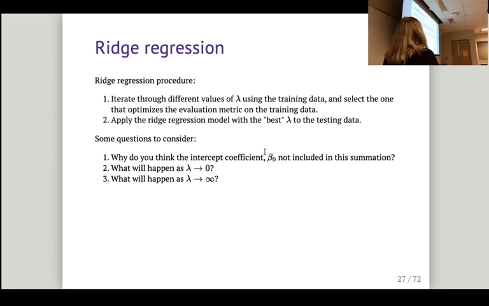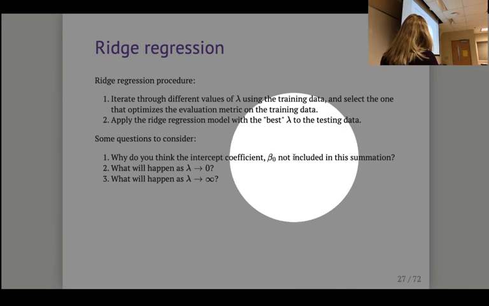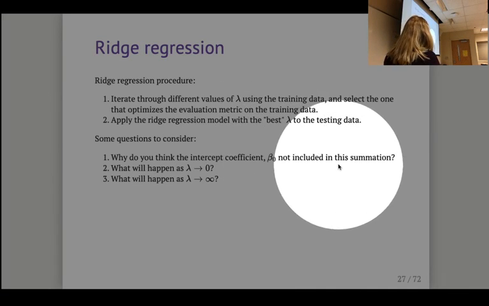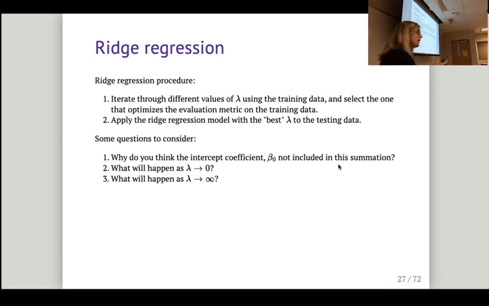So let's talk about these 3 questions. Question 1, why do you think the intercept coefficient beta 0 is not included in this summation? That intercept coefficient has a different interpretation than the rest of the coefficients. The intercept represents the predicted value when all of the other inputs are at 0. So it wouldn't really make sense to restrict that predicted value, since what we're trying to do is optimize the predictions overall.